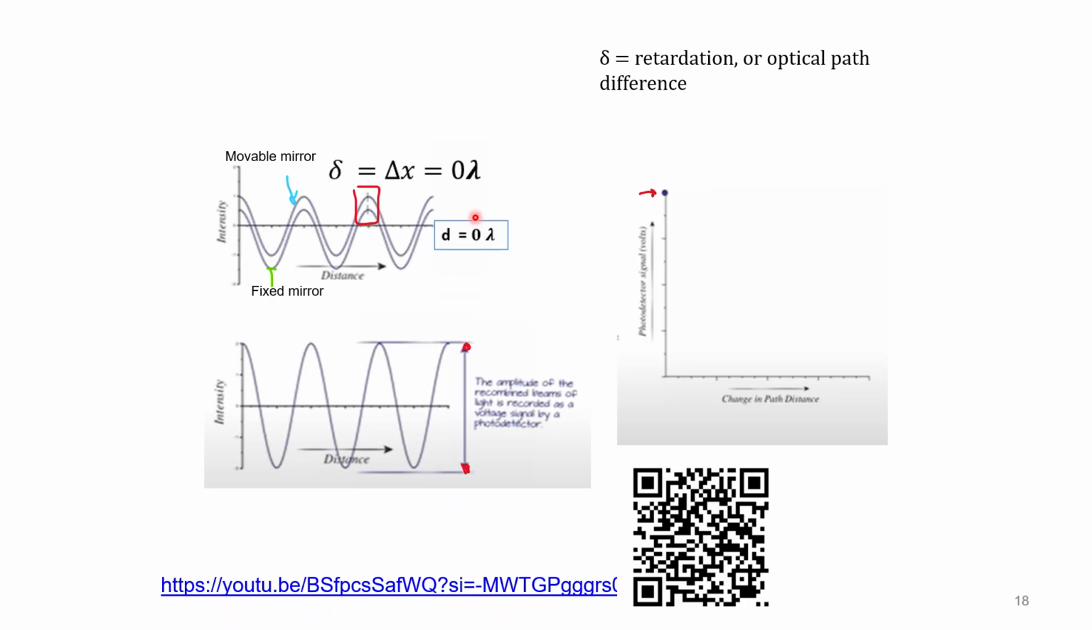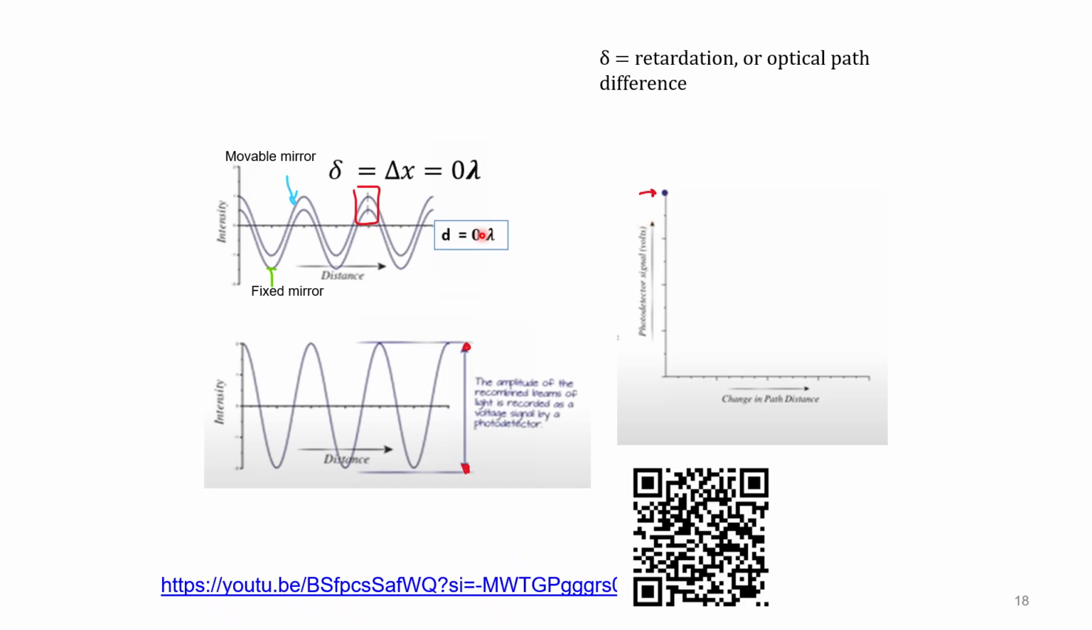Now let's look into some examples of the radiations from the movable mirror and the fixed mirror, and the radiations after they went through the process of interference at the beam splitter at different positions of the movable mirror. In this slide, if D equals 0 lambda, it means that the distance from the beam splitter to the movable mirror is the same as the distance from the beam splitter to the fixed mirror.